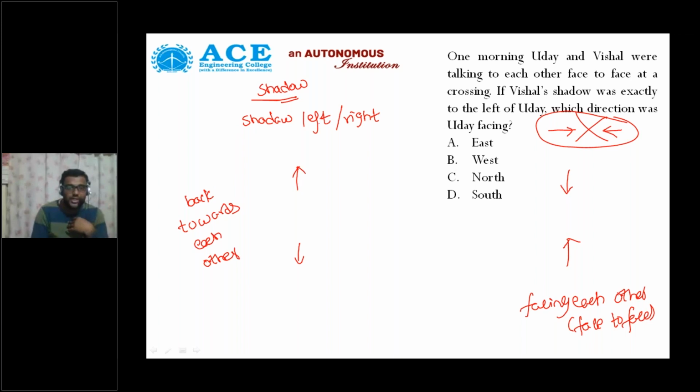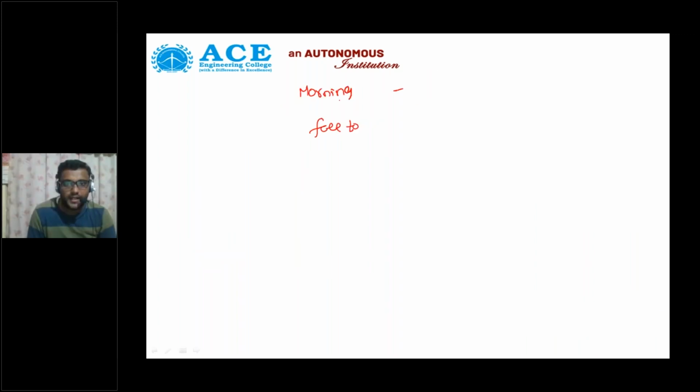First is this, when they're given shadow left or right, basically this is what, backs towards each other or facing towards each other, this alignment you have to go. Next thing in the shadow concept is morning or evening they'll mention. Morning or evening they'll mention in the question. So morning or sunset, it's sunrise. After sunrise, okay. Next is we need face to face or what? The question they need to mention face to face or backs towards each other.